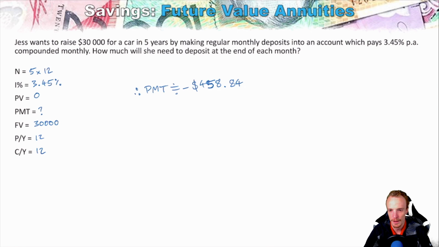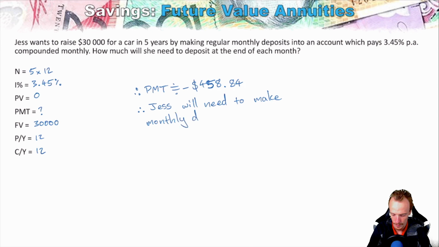Even if it's going to be a minuscule amount that you're not going to be off your target by, we're wanting to make sure that we achieve our target, so we're just going to round that one up. Now, because it's negative, I suggest that you should interpret this. So therefore, Jess will need to make monthly deposits of approx $458.84.